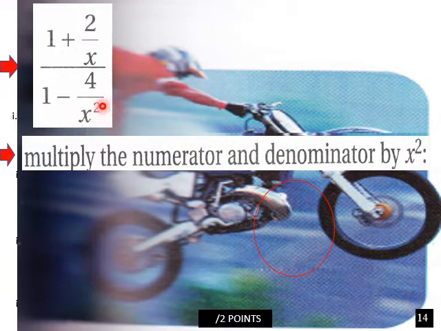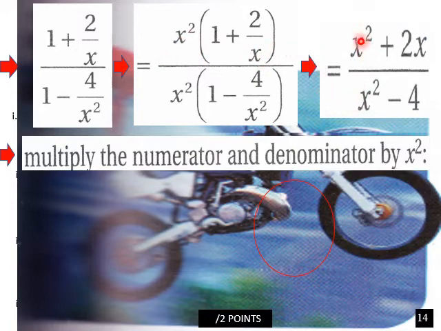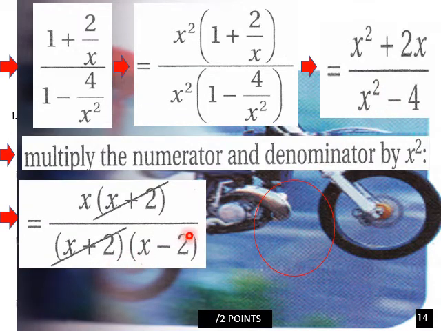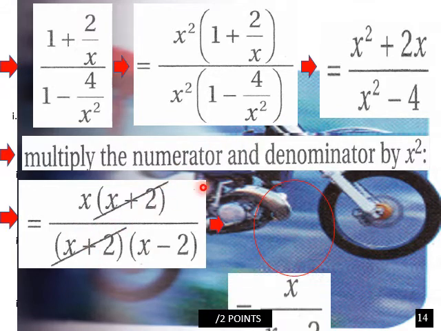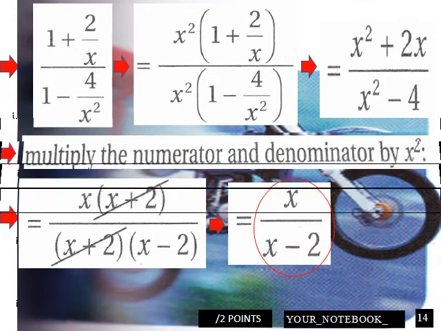This is a situation here that we have to solve. So we multiply numerator and denominator by x squared. So we multiply both these by x squared. This will cancel, and then this will cancel with that. And then we'll have x squared plus 2x, and then x squared minus 4. Now we're a little bit different here, a little bit simpler. We can factor this out to these two binomials, and then these will cancel. And then we end up with x over x minus 2.